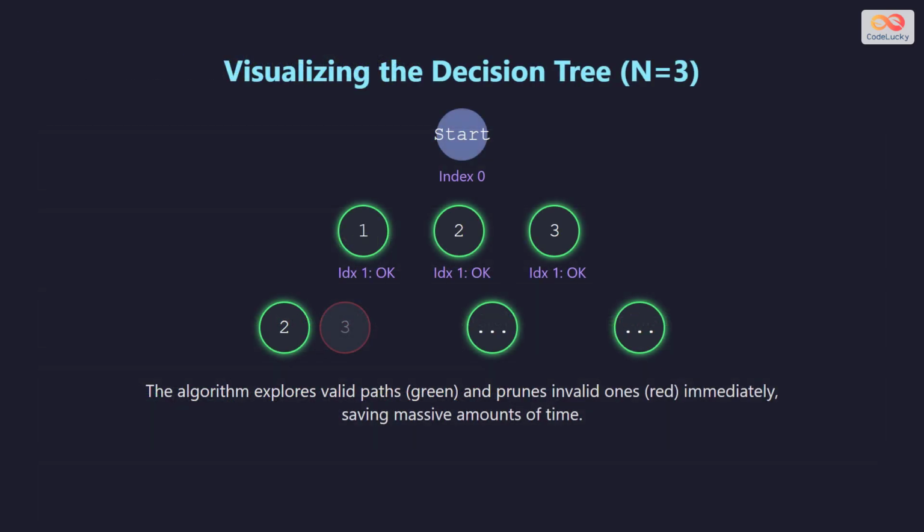Think of this as a decision tree. We start at the root. At level 1, we try placing valid numbers. If a path is valid, we go deeper. If a number doesn't fit, like the red node shown here, we prune that branch entirely. We never waste time exploring paths that have already failed.